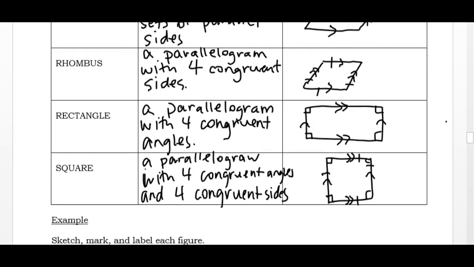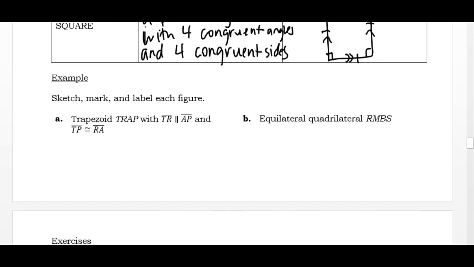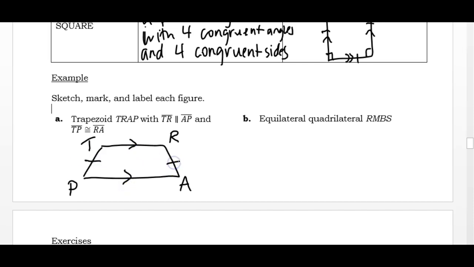Okay, I got two examples down there, and kind of the same as on the triangles, we're going to sketch, mark, and label exactly what it tells me to do. So I have a trapezoid. We'll start with that trapezoid. Okay, sketched. We need to mark it so that TR and AP are parallel. So TR, AP, notice I went around, I didn't zigzag, but they are parallel, and TP and RA are congruent.